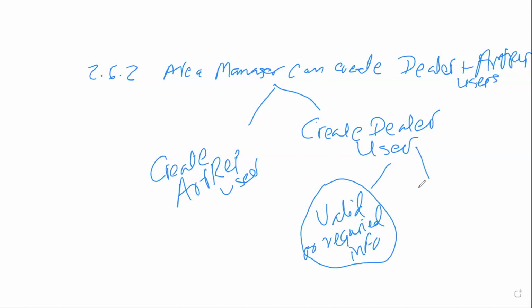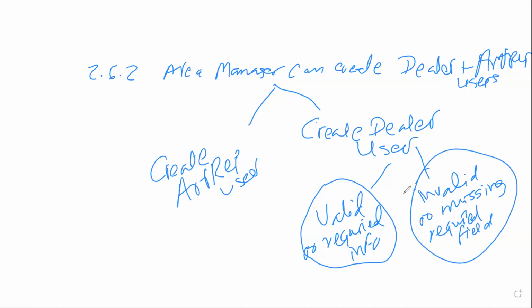But if I supply invalid or missing info, or a missing required field, then he will not be able to create that. So this would become your negative scenario. So you will have two different test cases for creating a dealer user. You're going to log in as RFREP manager. Those are detailed things which we will talk about. But you will try to create a dealer user with the valid required information. That's your first test case or first scenario. And the second one, you will try to do that with missing information.